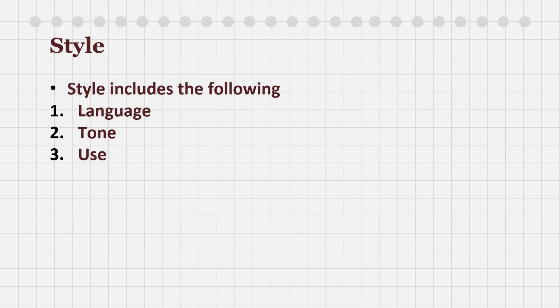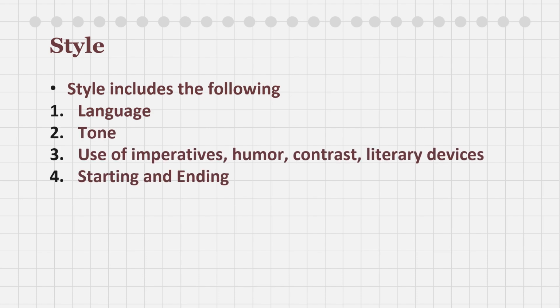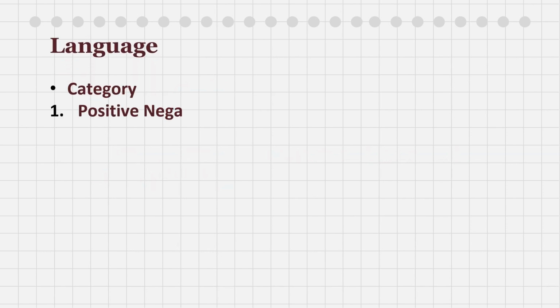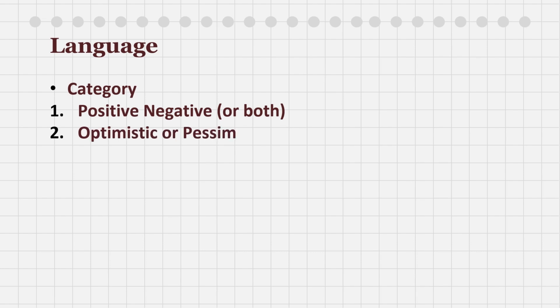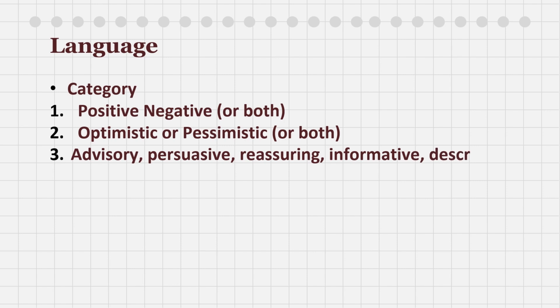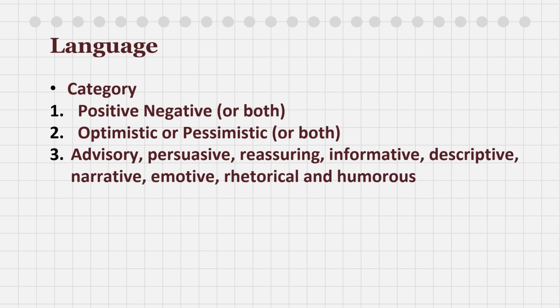Now, style includes the following things. Number 1, language, then tone, use of imperatives, humor, contrast, literary devices, and the starting and the ending. About language, the most important thing you need to consider is whether the text is positive or negative, or does it contain both? Is it optimistic or is it pessimistic? Is it persuasive or any other language type?